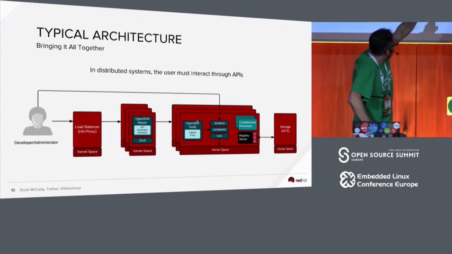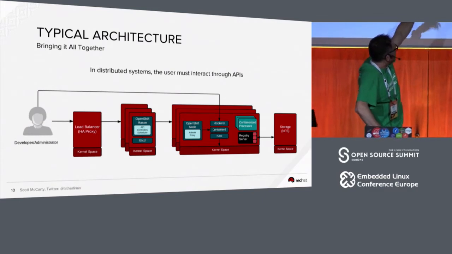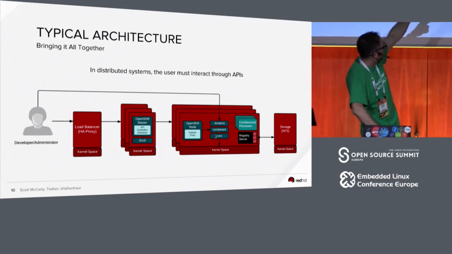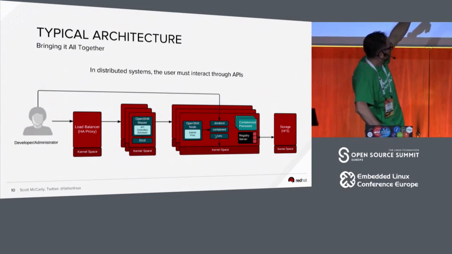And then each node looks like this. Each node would have its own Dockerd, its own containerd, its own instances of runc running. There would be multiple ones for each containerized process.